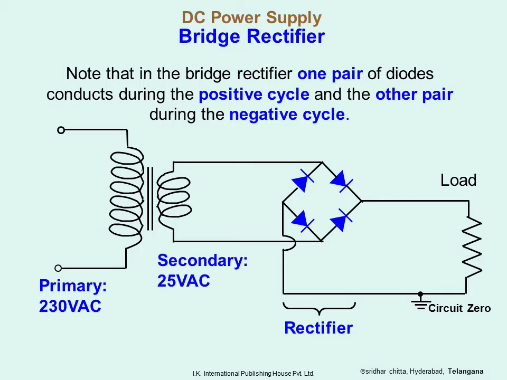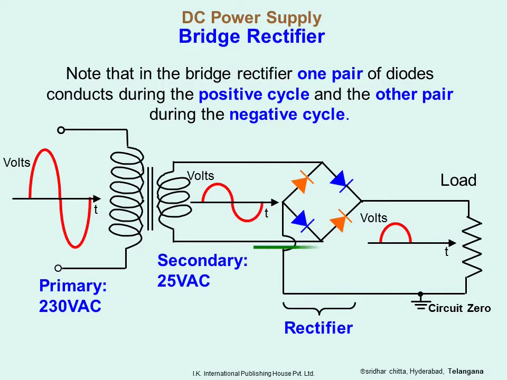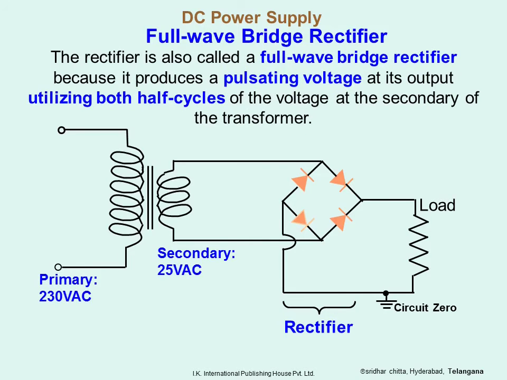Note that in the bridge rectifier, one pair of diodes conducts during the positive cycle and the other pair during the negative cycle. The rectifier is also called a full wave bridge rectifier because it produces a pulsating voltage at its output utilizing both half cycles of the voltage at the secondary of the transformer.